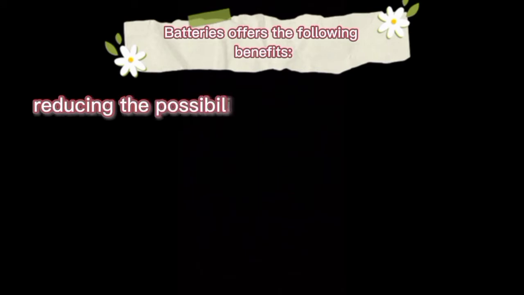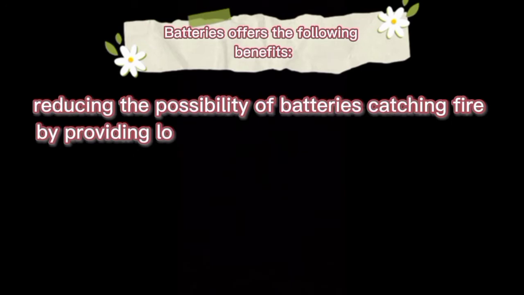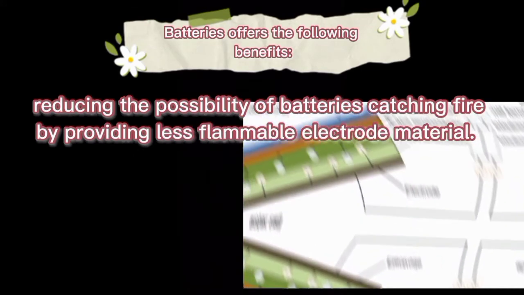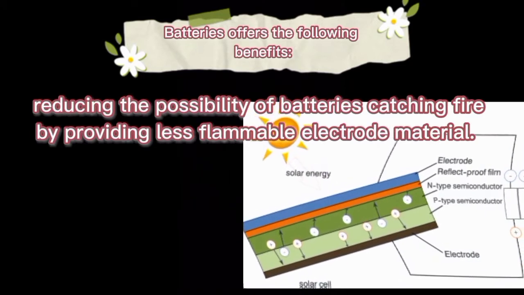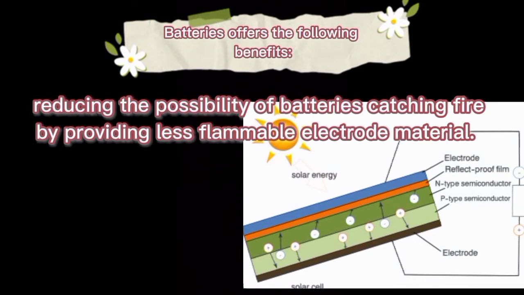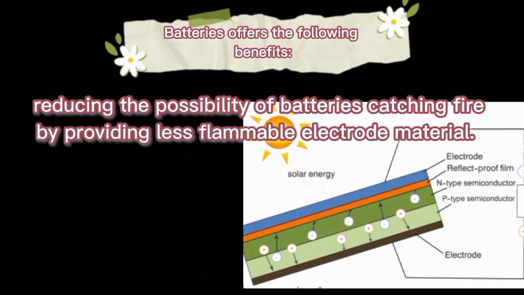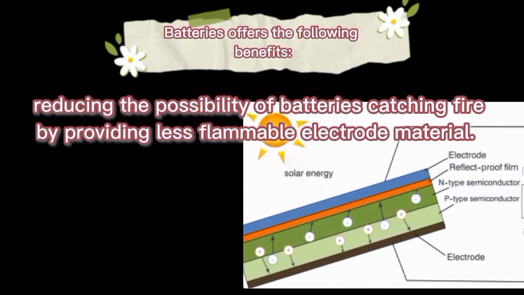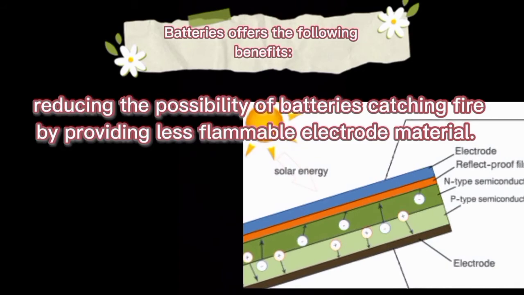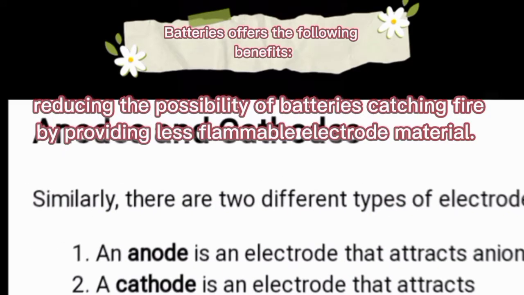First is reducing the possibilities of batteries catching fire by providing less flammable electrode material. So, electrode refers to a conductor by which electrical currents can travel, sometimes referred to as electrical conductors. So, ang electrode ay makikita sa wide variety of electrical devices tulad ng batteries, electrolytic cells, or electron tube. Another thing is may dalawang uri ang electrodes.